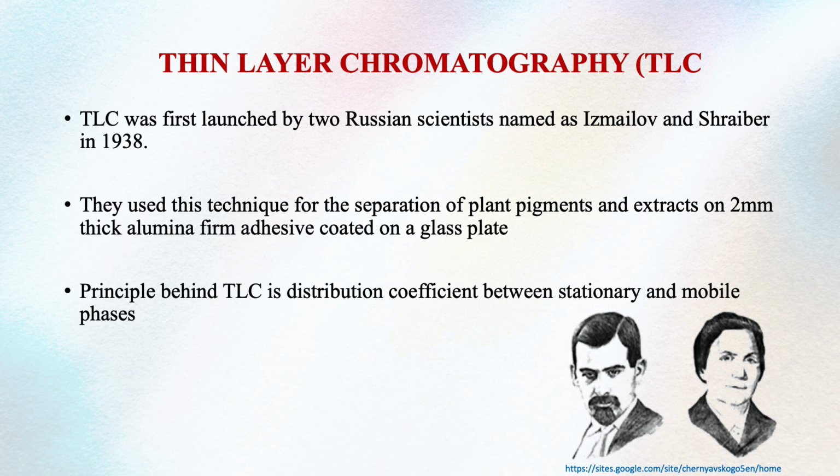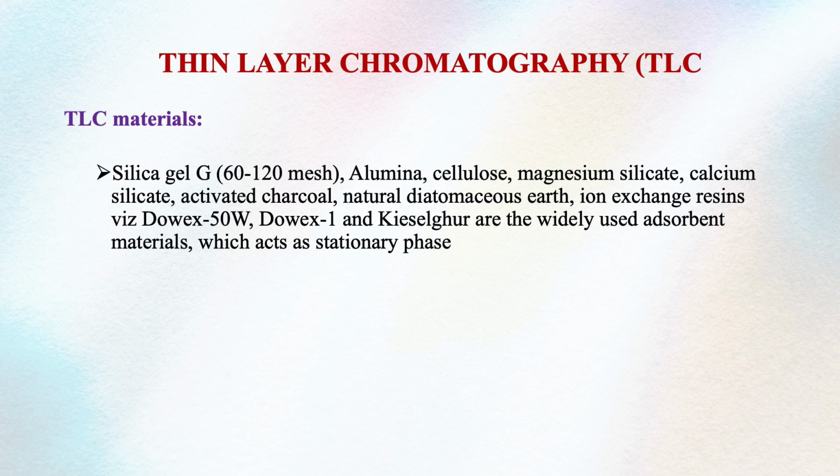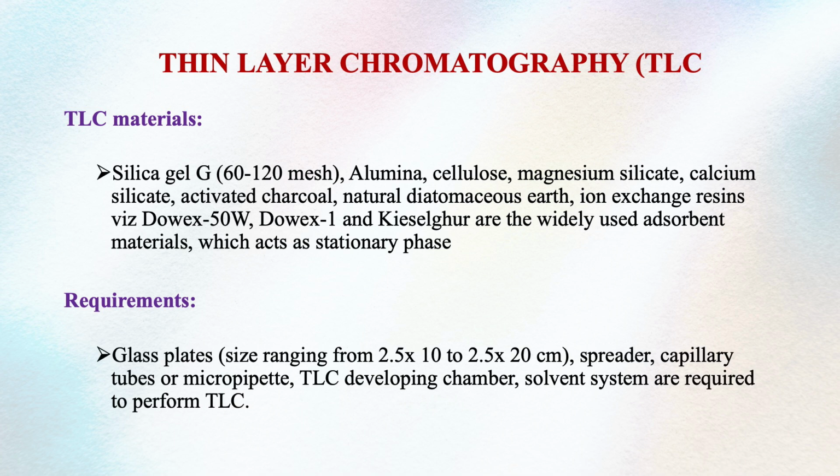As I said, in this thin layer technique we are going to use different materials. You can see there are different materials starting from silica gel. In silica gel we have different ranges from 60 to 120, which is the size of the silica gel. And alumina, cellulose, magnesium silica, and there are so many materials. Similar to paper chromatography, here we also need certain basic requirements, for example a glass plate, a spreader, capillary tubes, a micropipette, and a TLC developing chamber.